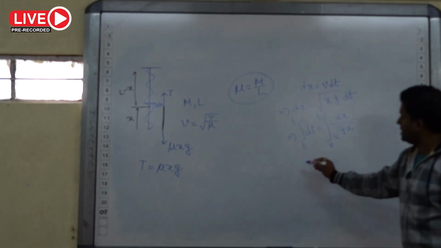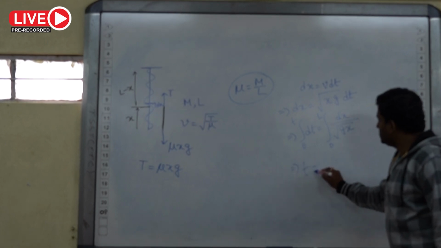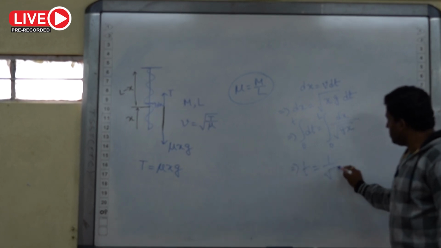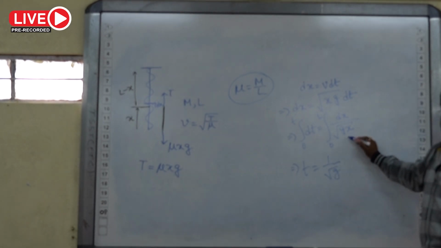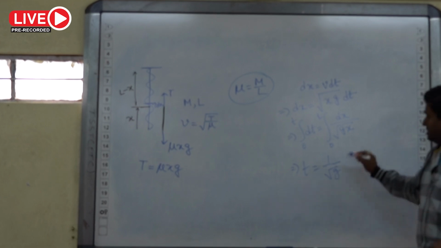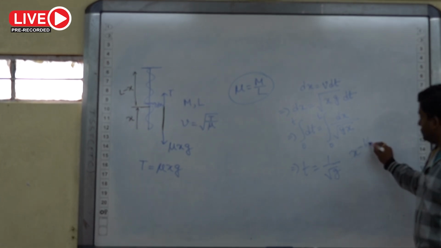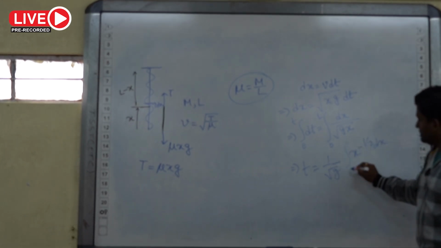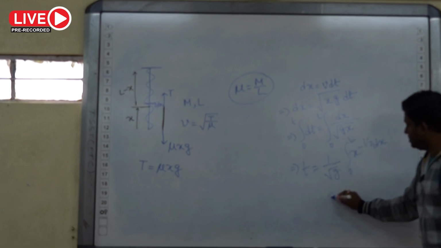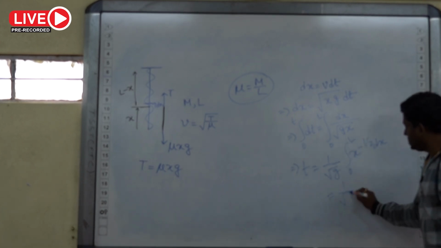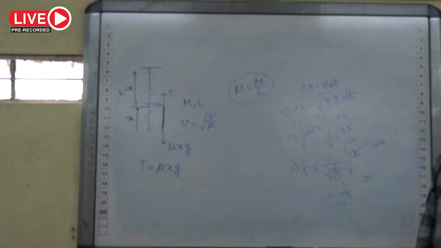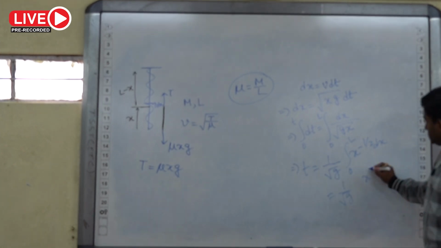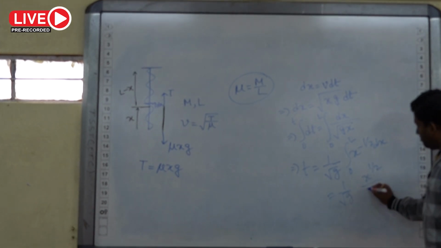So the entire time taken t is equal to 1 by root g, and this is root x. Root x in the bottom means x to the power minus half, dx. Integration is from 0 to L. That is 1 by root g times x to the power minus half plus 1 over minus half plus 1, which means x to the power half by half.